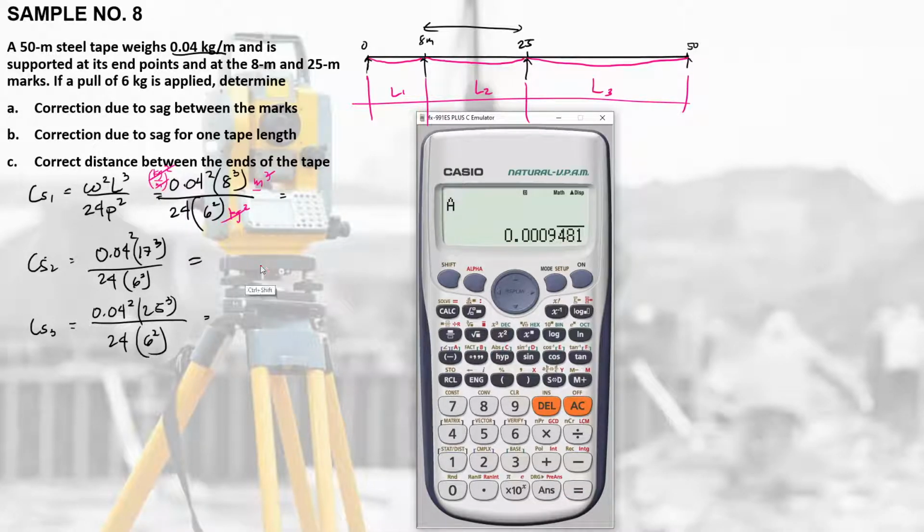So first 0.00 ano siya? 0.009481. Si B naman 0.00900981. Halos same lang. At ganun. And then si C, yun yung naiba talaga. 0.02893518. So yun yung mga correction niya per distance. So ayan, 50 meters steel tape.